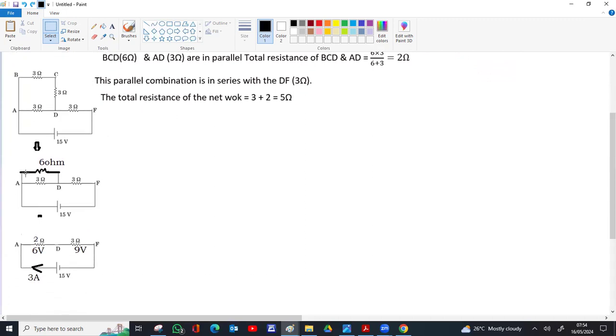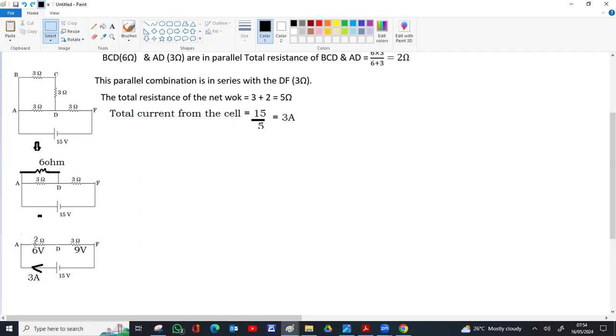Now we are supposed to find current and potential difference across resistor and capacitor. We got the total resistance, we got the total voltage, we can find the total current. Total current will be total voltage 15 by the total resistance 5. So 15 by 5, 3 ampere. So 3 ampere starts from the cell, from positive, and goes to the circuit like this. Now it's a very simple circuit.